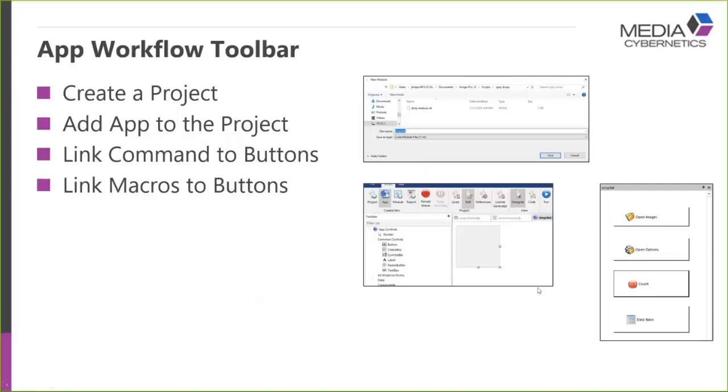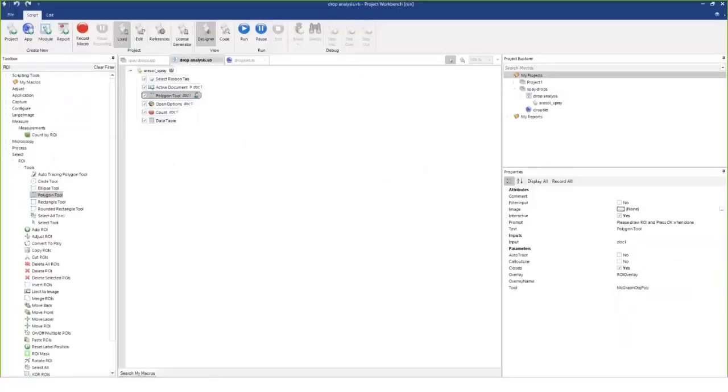Just as you write a macro, we want to create a new project. If you want to put a macro and link it to a button, write your macros, then we'll add an app to the current project. And then we can link commands to buttons, and we can link macros to buttons. Very straightforward. I'm just going through a real quick show and tell of Image Pro.